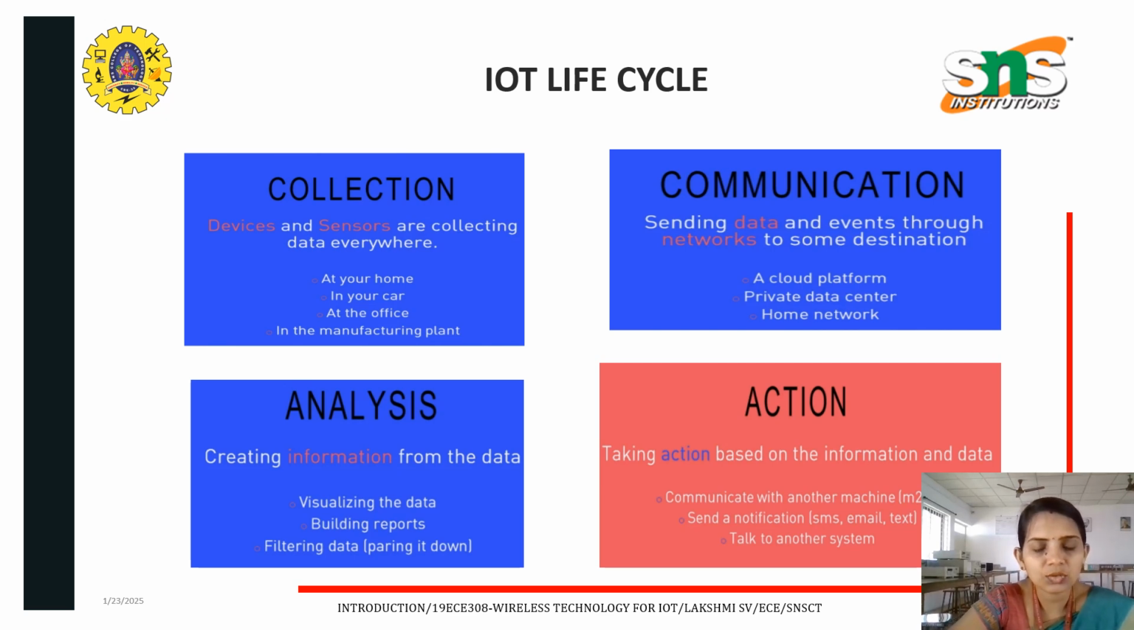Then we can use a cloud platform or a private data center or a home network. And then is analysis, creating information from the data. So we visualize the data, build reports, and filter the data. Action is taking action based on the information and the data. So we communicate with another machine, that is machine to machine communication, which should happen with the help of various protocols like CoAP, XMPP, MQTT, etc. And we send notifications like SMS, email, and text. Communication between machines we call M2M communication protocols. So these are the four stages of the IoT life cycle.